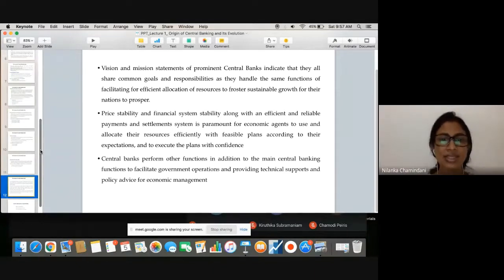Okay. Now, the next thing is: central banks perform other functions in addition to the central banking functions, to facilitate government operations and provide technical support and policy advice for economic management, right? That's what it says. I already told you that other than these two, with respect to the Central Bank of Sri Lanka, we saw there were two major objectives: economic and price stability, and financial system stability. But other than that, there are so many other functions that we are doing, to facilitate the government, as an agent to the government.